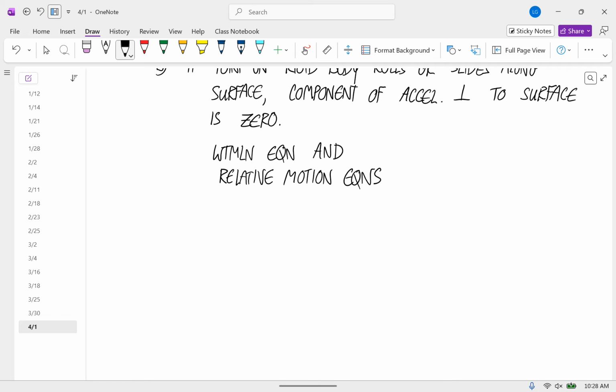So let me start with something kind of simple. So let's say that we have a linkage like this. It's pin joints at both connections. And let's say that the length of both of these members is 0.5 meters. The mass of each member is 2 kilograms.